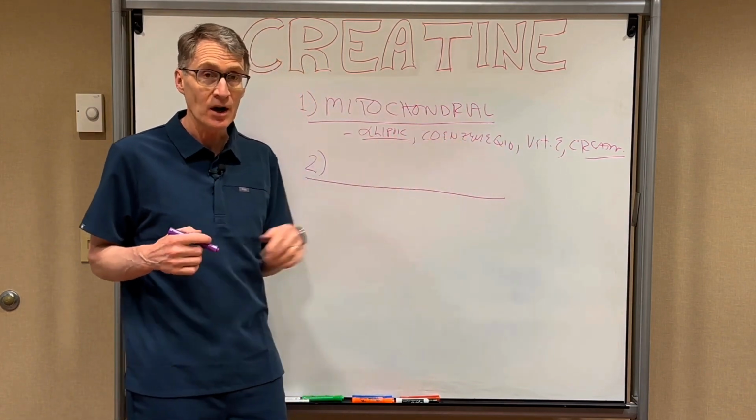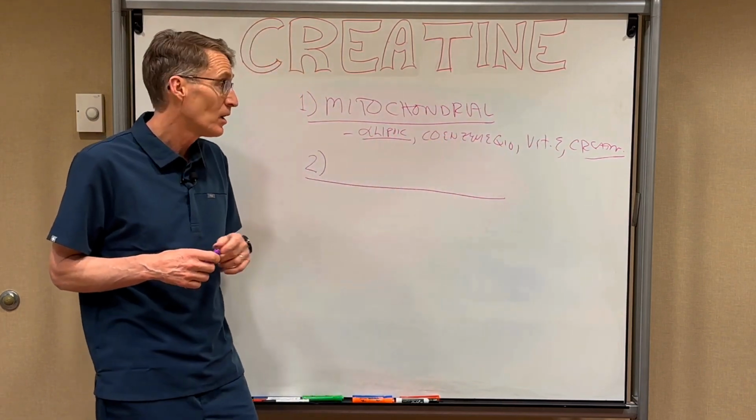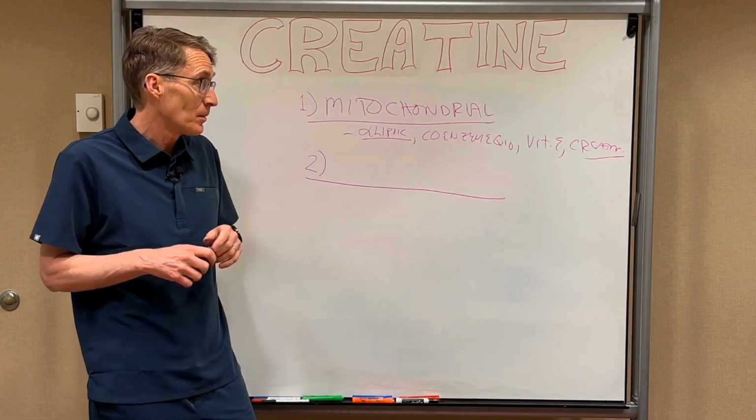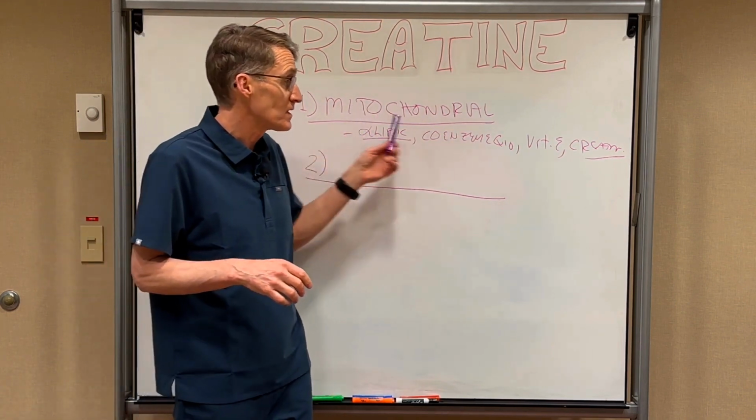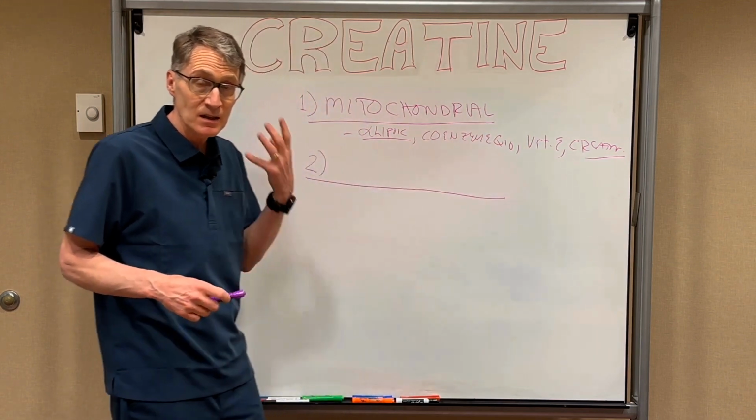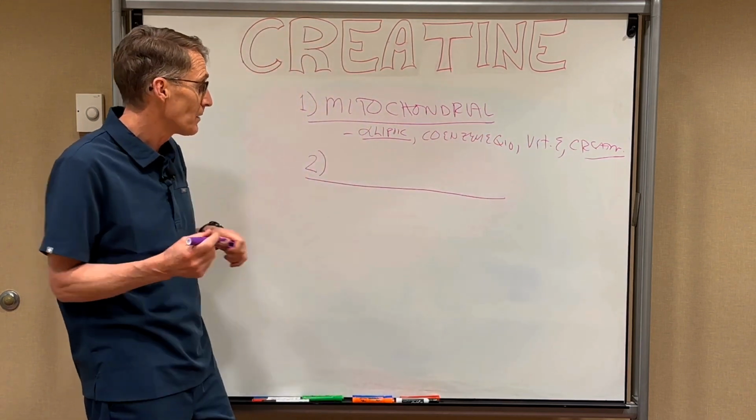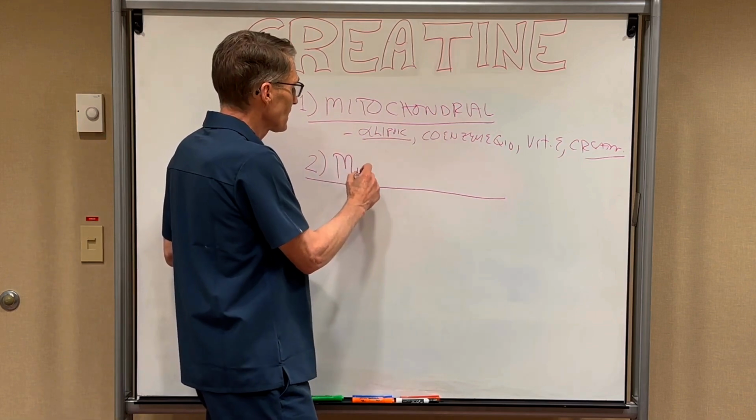This is now part of the Inherited Metabolic Disease Program in Ontario, and it was the first randomized double-blind trial in patients with mitochondrial disease, obviously with creatine as an essential component of that. The other one was muscular dystrophy.